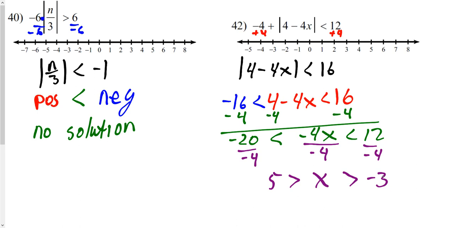So there are no greater than or equal to's or less than or equal to's, so we know we have open circles at negative 3 and at 5. You'll notice in the purple, your x is in between, so that means you need to shade in between your two answers.